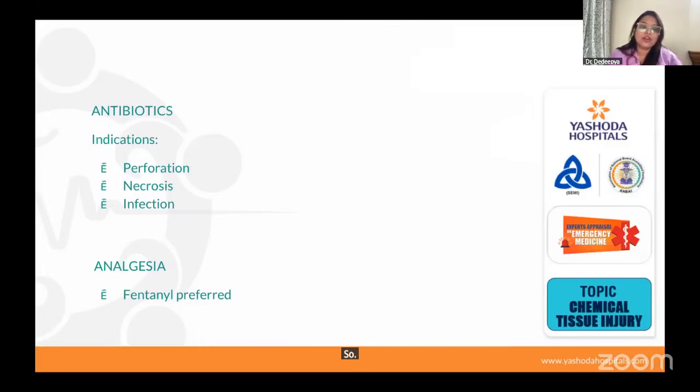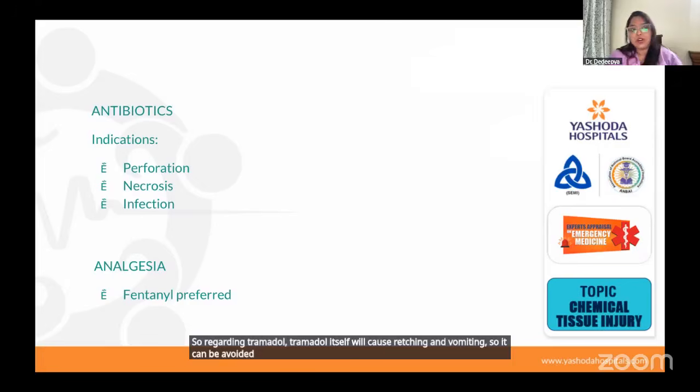Regarding tramadol, it itself will cause retching and vomiting, so it can be avoided. Paracetamol can be given along with fentanyl, along with the opioids. You can always give a trial of paracetamol.